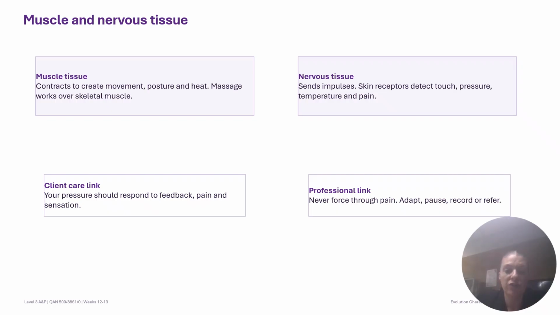So the muscle and nervous tissue. Muscle tissue contracts to create movement, posture and heat. Massage works over skeletal muscle. The nervous tissue sends impulses, skin receptors detect touch, pressure, temperature and pain. Client care link: your pressure should respond to feedback, pain and sensation. And your professional link: never force through pain, adapt, pause and record or refer.